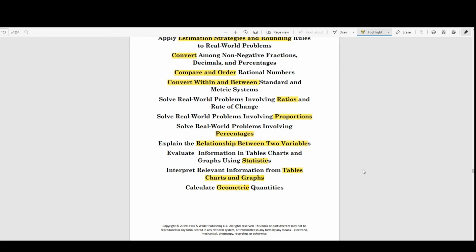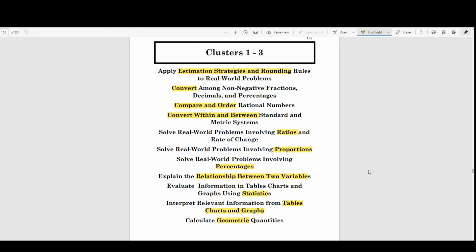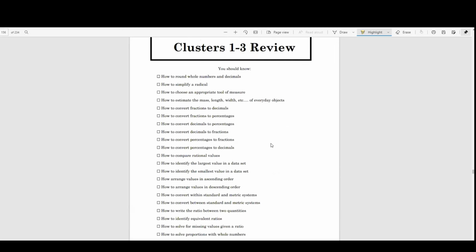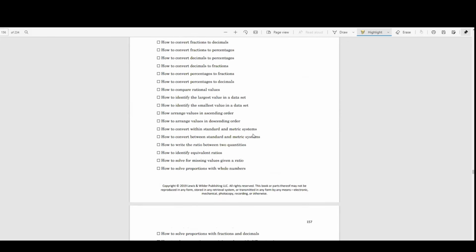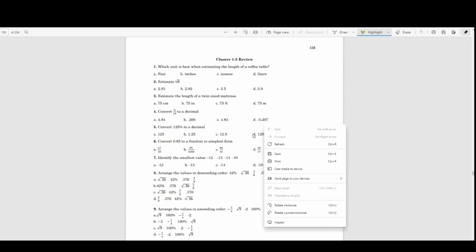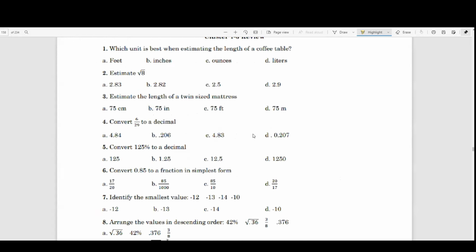And again, this is just a midway point through the book, just to give you guys an idea of where you are content-wise. And it's just another example of assessing yourself. All right, and then this just breaks down specifically based on those topics, what you should know how to do at this point in the book. All right, so let's go ahead and get started.